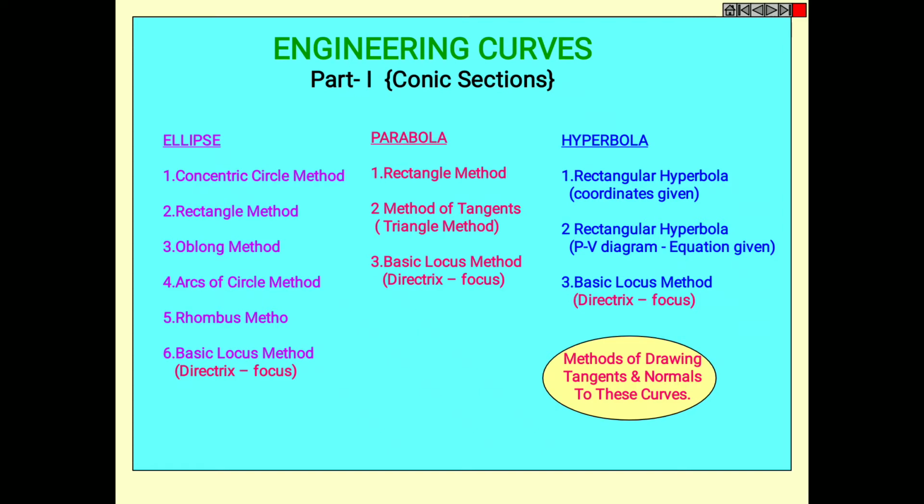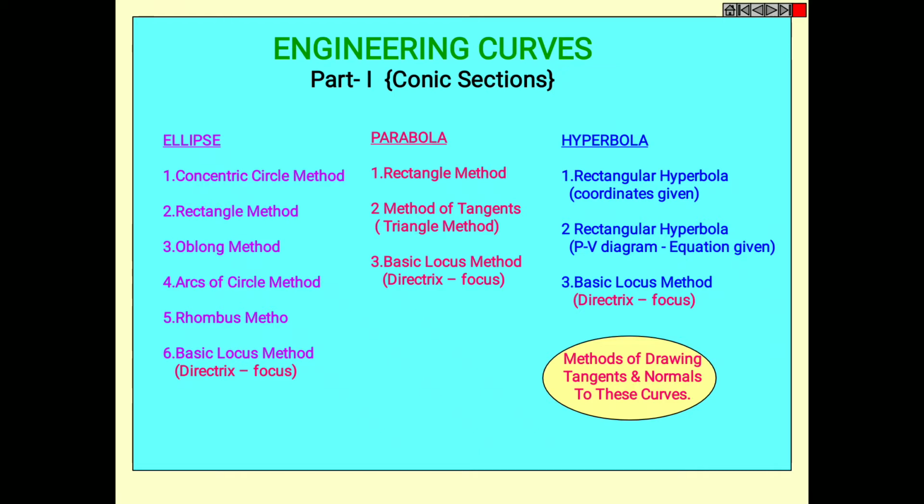So welcome to today's topic, engineering curves. We will see a light introduction of it. Engineering curves are curves which have been drawn from conic sections. In this we have three types of curves. One is ellipse, other one is parabola, and the other is hyperbola. So there are three different types of engineering curves.